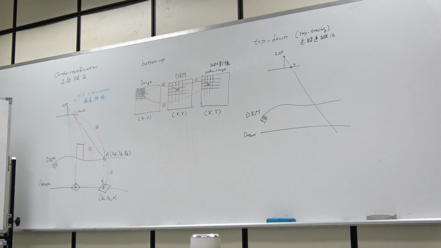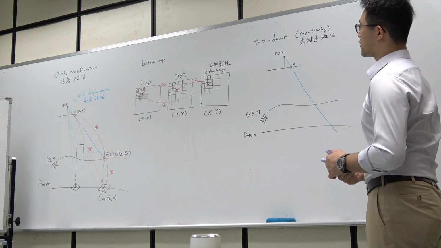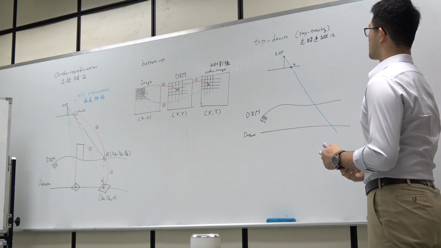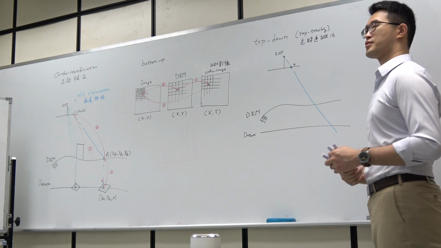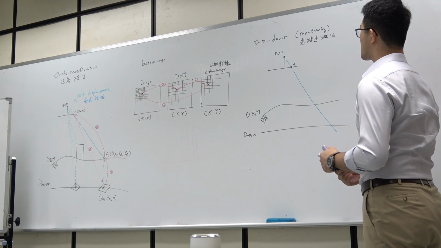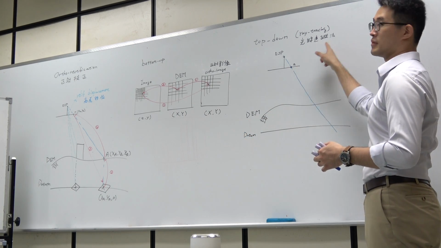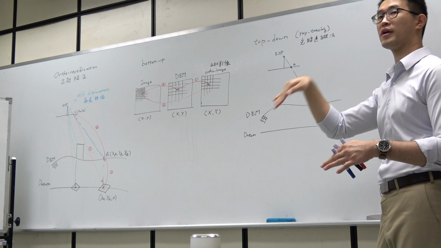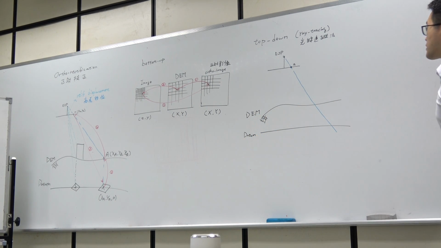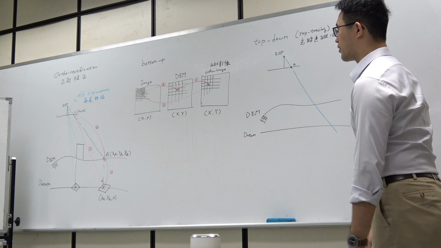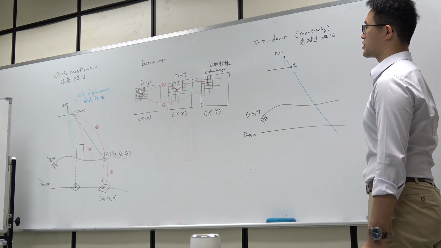Top-down needs to perform a procedure usually called ray tracing. Ray tracing. In Chinese, it's called 光线追踪法. Ray is like the light ray, and tracing is 追踪. So you are tracing where that light ray goes. So how exactly can you do it? You can simplify the question to this.